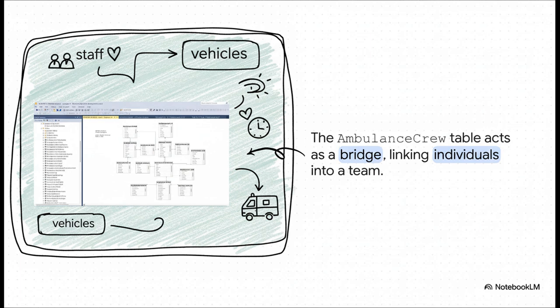This central table, ambulance crew, this is the digital glue. It acts like a bridge. It grabs the unique ID for a driver, grabs the ID for an assistant, and boom, it links them together to create a brand new thing, a crew. This is the exact moment where individuals officially become a team in the eyes of the system.